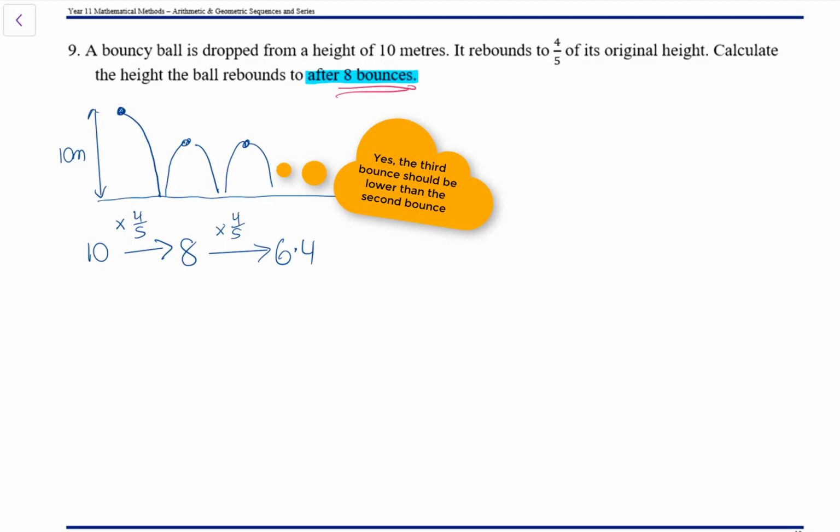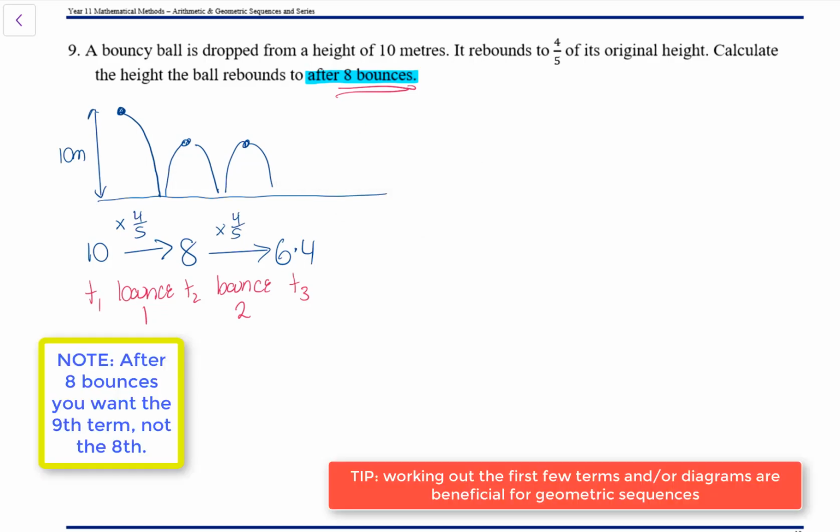So this would be the original. This is after bounce. This is bounce 1. This is bounce 2. So this is T1, T2, T3. So you should be able to see that after 8 bounces, I want T9. So for bounce 8, I want what T9 is going to be. And that's the trick. Don't think you want T8. Okay? So always be careful about these kind of questions.